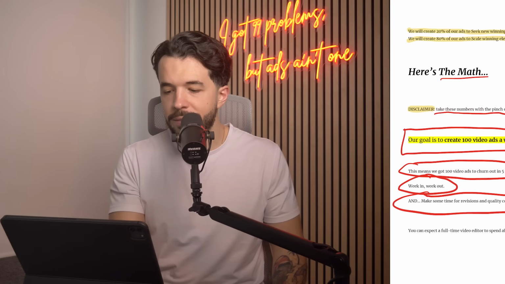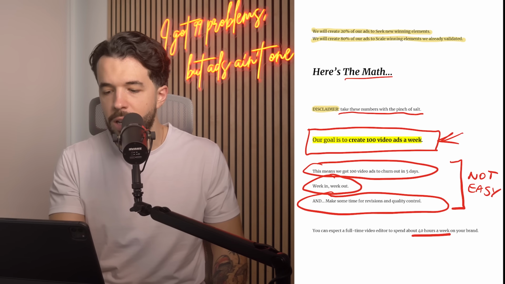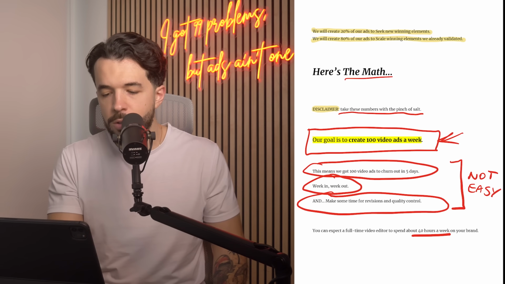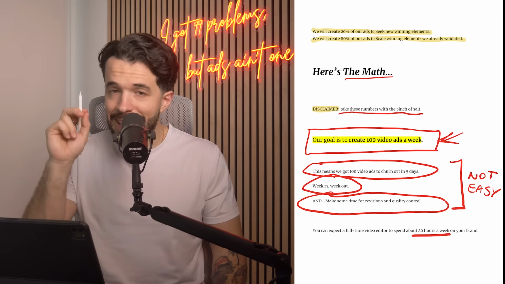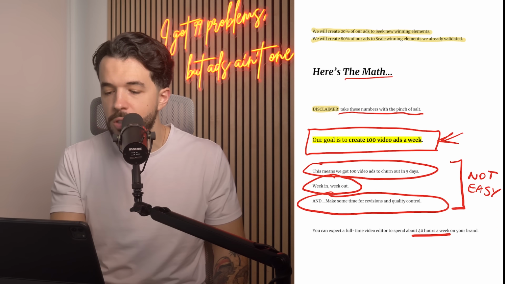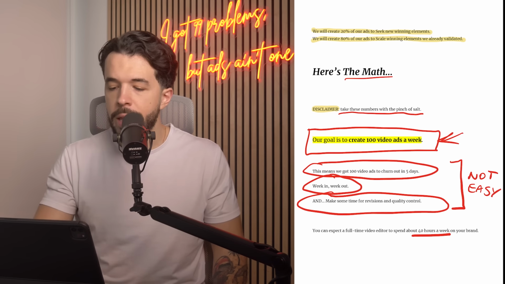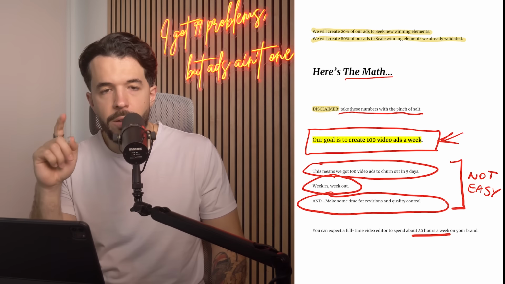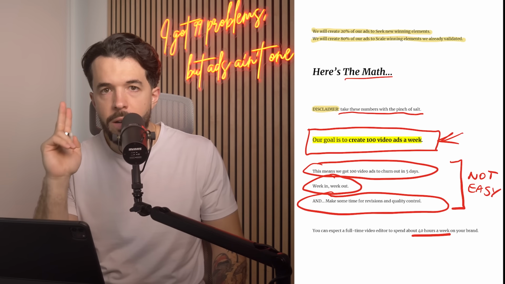Now, with that being said, let's check out the math of creating 100 ads per week, because 100 ads a week means that every week we have 5 days to churn out 100 ads, and we have to do that week in and week out. That's a lot of deadlines, especially if you consider that you have to make some time for revisions and for quality control.